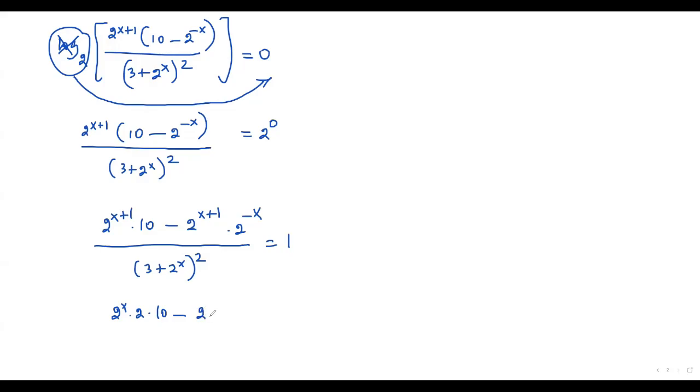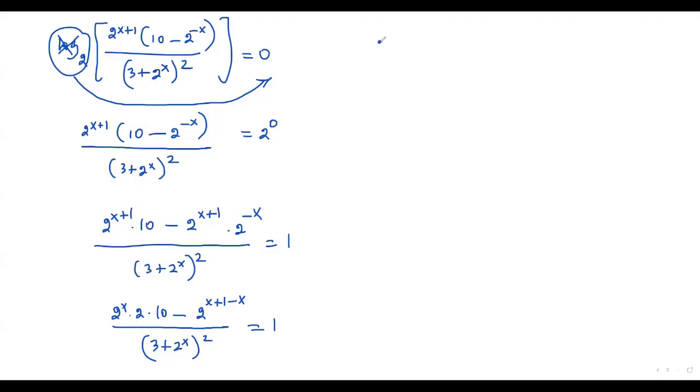So what we can do is we can take the base once and we can add the exponents. Then I'm getting x + 1 - x over (3 + 2^x) the whole square equals 1. Okay, now let me continue over here. Now we can multiply this 2 and 10.